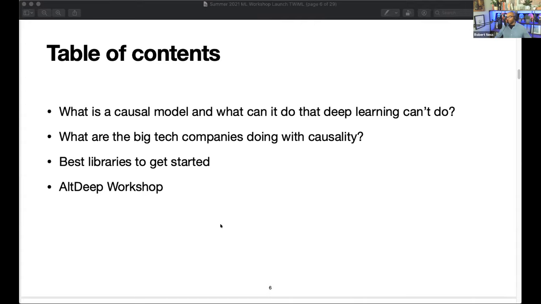We'll talk about what the big tech companies are doing about causality, since they tend to tell us all how to allocate our resources in this community, and show you some good libraries to get started. And we'll talk a bit about the workshop.